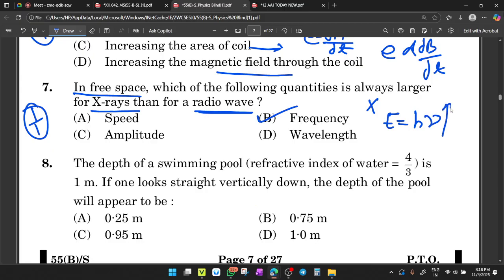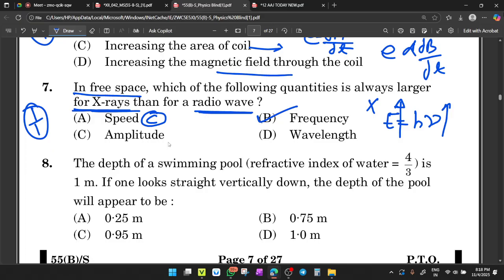So when nu becomes high, its energy also becomes high. That's why X-ray is a dangerous type of radiation that is also used for taking images of our bones. X-rays. Okay, for every electromagnetic wave, the speed will be constant, C, the speed of light. Frequency, yes, the frequency of the X-rays is greater than that of the radio waves.